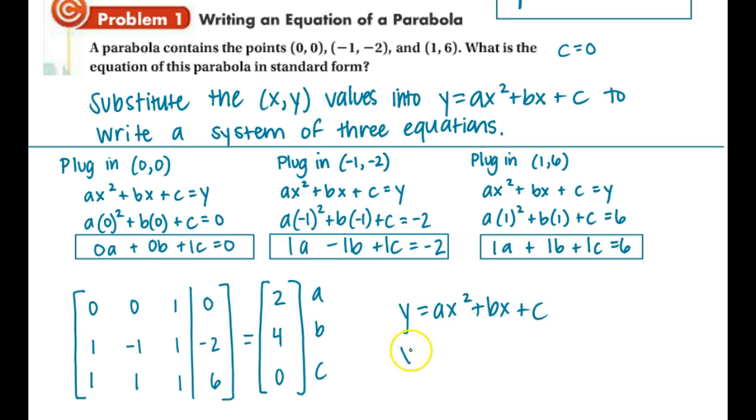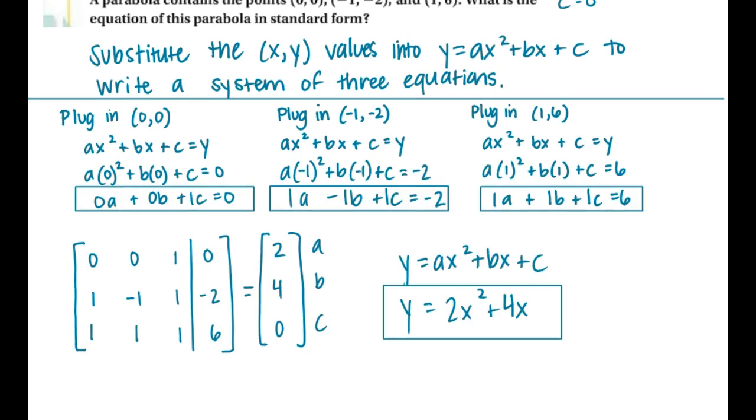So we have the equation y equals 2x squared plus 4x, technically plus 0, but you don't need to write that. So this is the equation of the parabola that contains the given points that we were given at the very beginning.